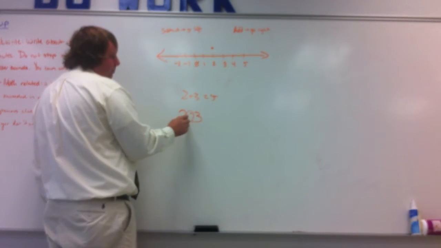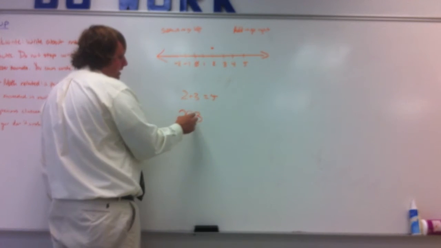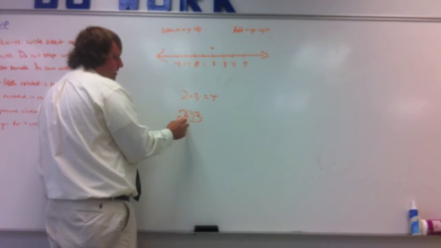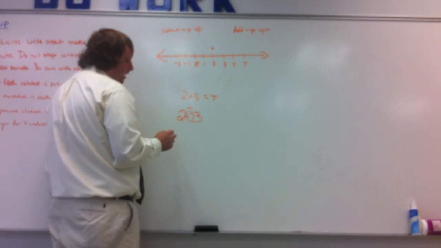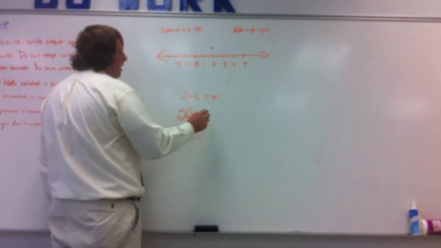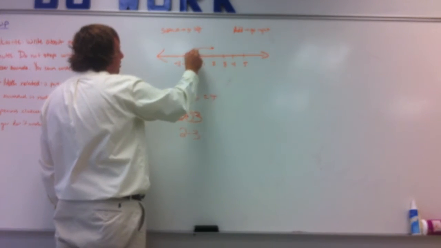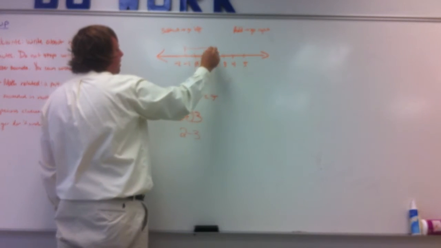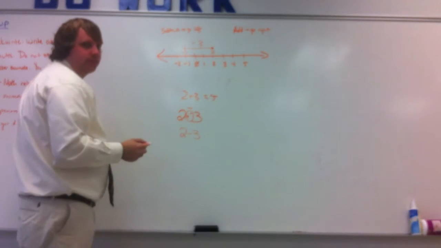When you have a plus a negative or minus a positive, anytime your signs are different and right next to each other, just change them into a negative. So this would be 2 minus 3. We can do this. 2 minus 3, go left. 1, 2, 3. So 2 minus 3 is negative 1.